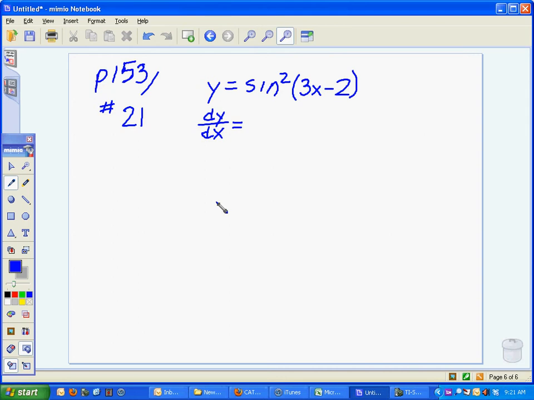Okay, question number 21, page 153. The question is, if y equals sine squared of 3x minus 2, what is dy dx? So, let's think about what the chain rule tells us to do on this. If we were putting a number in for x, say 5, we would take 3 times 5 minus 2. We would take the sine of that number, and then we would square it. The last thing we did was square it. That's our outside function. That's f.